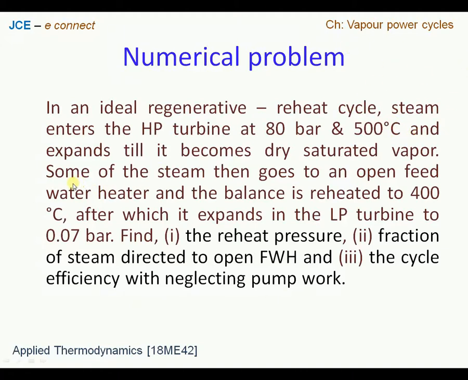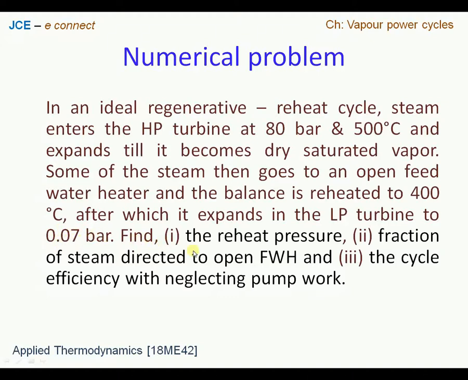Then after expanding and reaching the dry saturated state, some of the steam goes to an open feed water heater. So we have a regenerator which is open type. Some portion of the steam after expanding from the high pressure turbine flows into the regenerator, and the balance gets reheated to a temperature of 400 degrees Celsius. However, the reheat pressure is not given to us. We have to work it out. After which it expands completely in the next turbine, that is the low pressure turbine, to a pressure of 0.07 bar. So the remaining portion of the working fluid will be expanded completely in the low pressure turbine to a pressure of 0.07 bar. This is the condenser pressure.